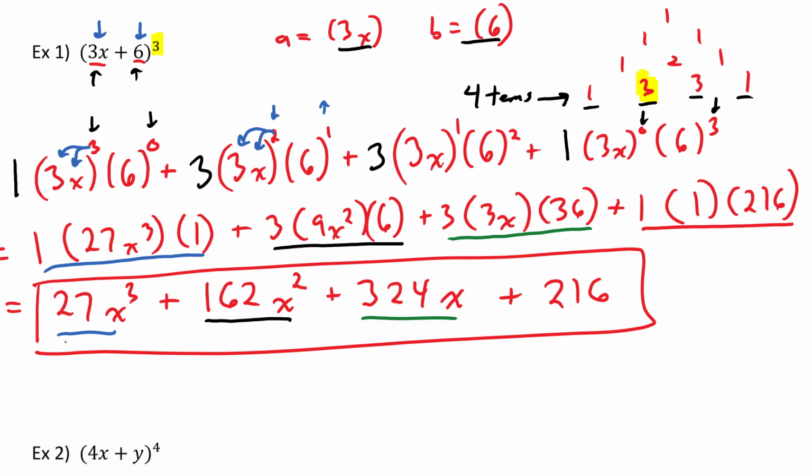This one here, not such a challenge, only exponent 3. It may have been actually faster to do FOIL on the first grouping and then to distribute the 3x plus 6, but we picked an easy one to start with. It's going to get more challenging. Let's try the next one together.